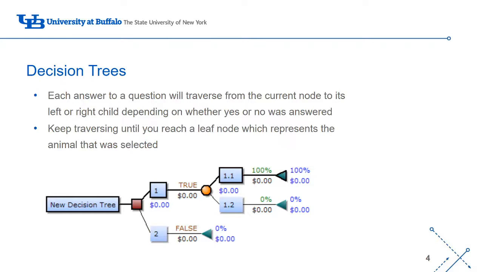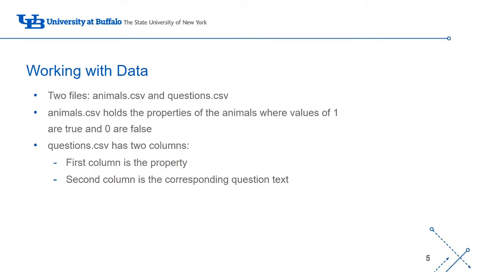We will be working with two CSV files, animals.csv and questions.csv. The animals.csv file will hold properties of our animals, where each property holds a value of 1 representing yes or true, and 0 representing no or false. The questions.csv file contains two columns where the first column is the property and the second column is the yes or no question text corresponding to that property.